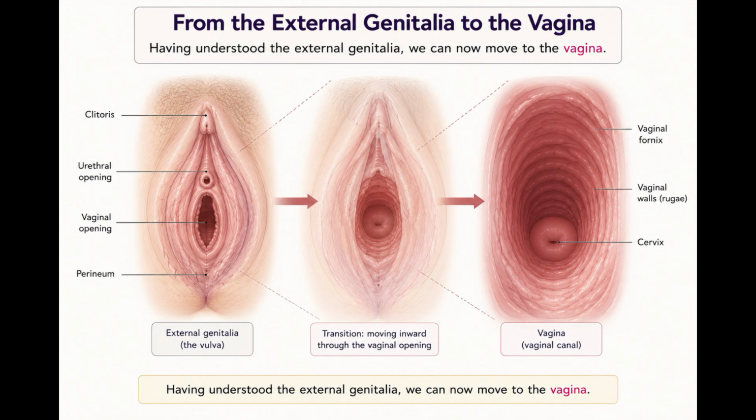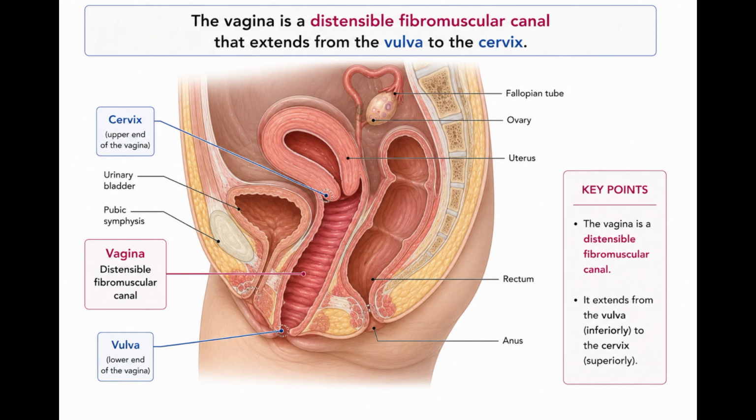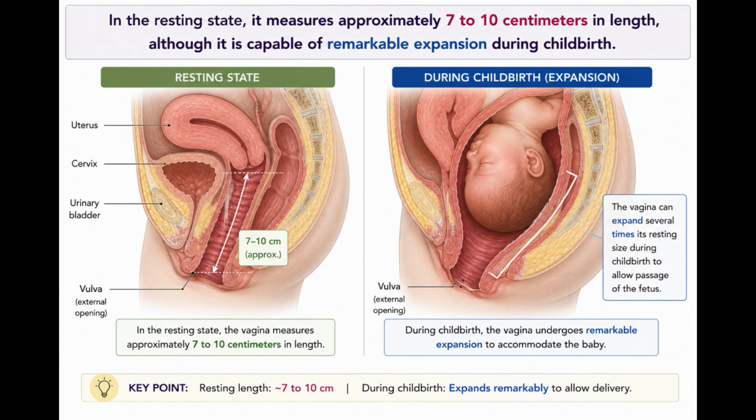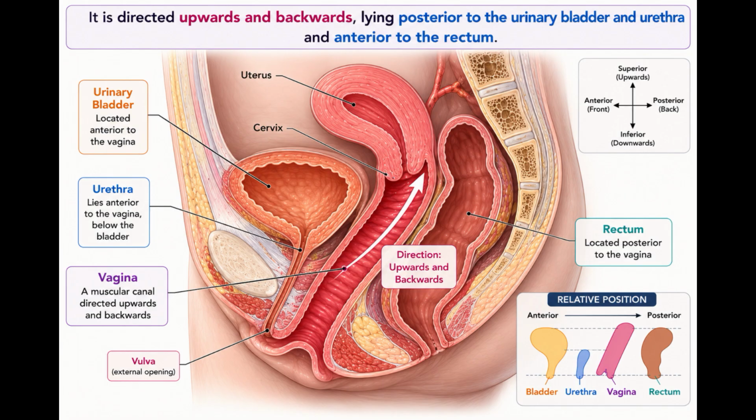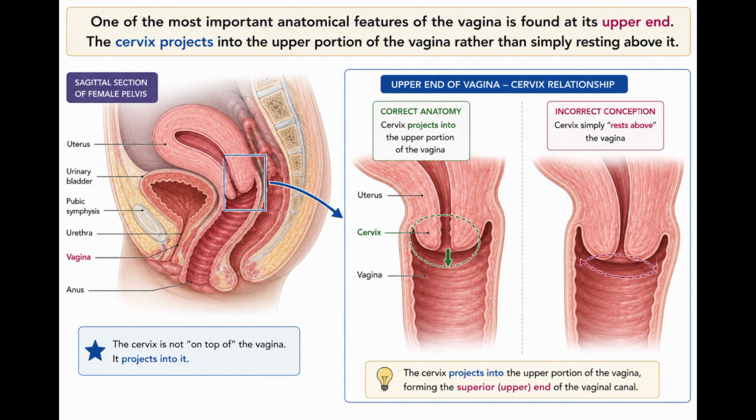Having understood the external genitalia, we can now move to the vagina. The vagina is a distensible fibromuscular canal that extends from the vulva to the cervix. In the resting state, it measures approximately 7 to 10 centimeters in length, although it is capable of remarkable expansion during childbirth. It is directed upwards and backwards, lying posterior to the urinary bladder and urethra, and anterior to the rectum.